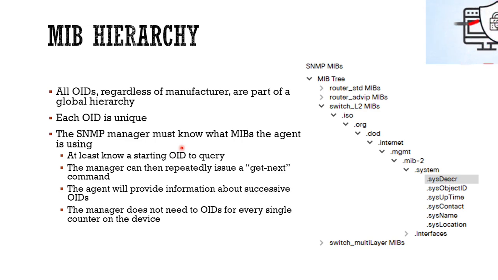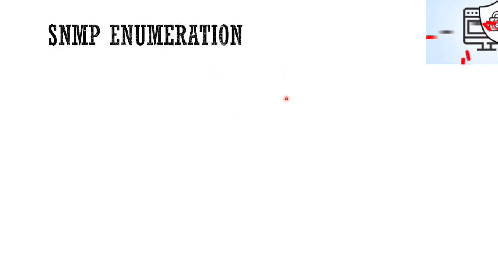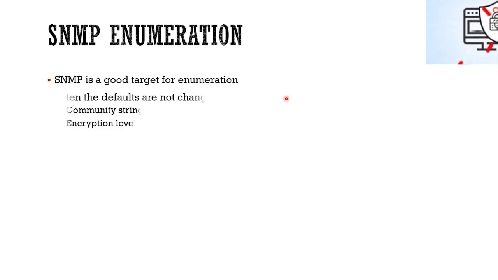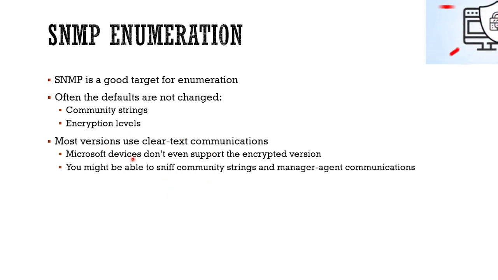So how do we use SNMP to enumerate? We can get so much information. SNMP is a great target for enumeration. Often people don't change the defaults. They use public for the community string. They use the same encryption levels. Most versions still use the older, clear text version of SNMP. You might even be able to sniff the community strings off of the wire. Many SNMP management tools include a feature to discover all the MIBs installed on the agents. You could walk the MIB: just start at a common point and get next all the way down until you run out of questions to ask.